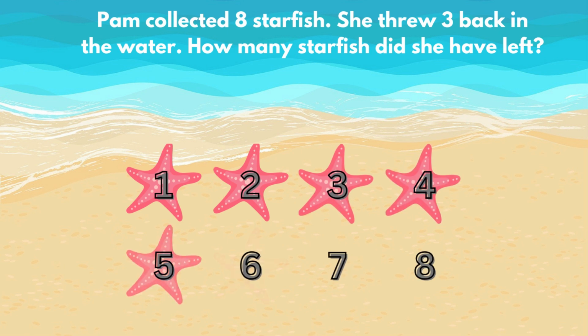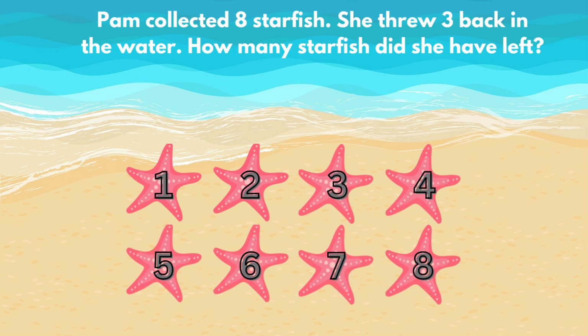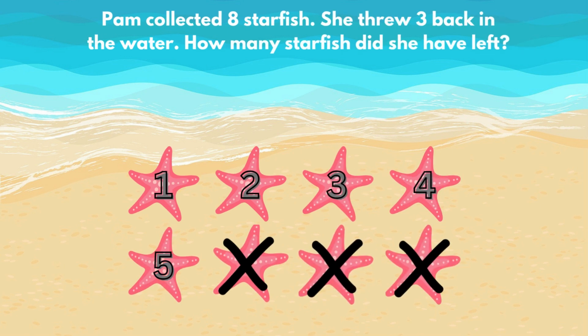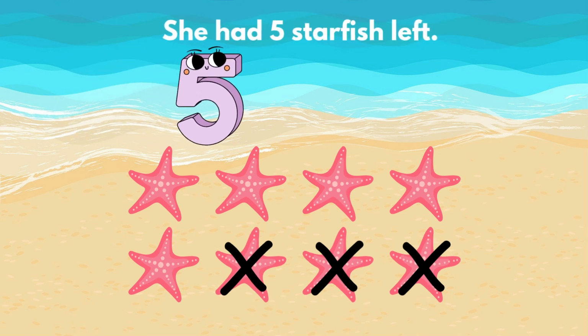Pam collected 8 starfish. She threw 3 back in the water. How many starfish did she have left? She had 5 starfish left.